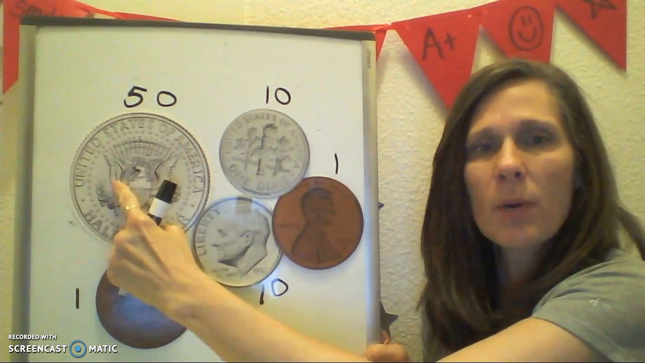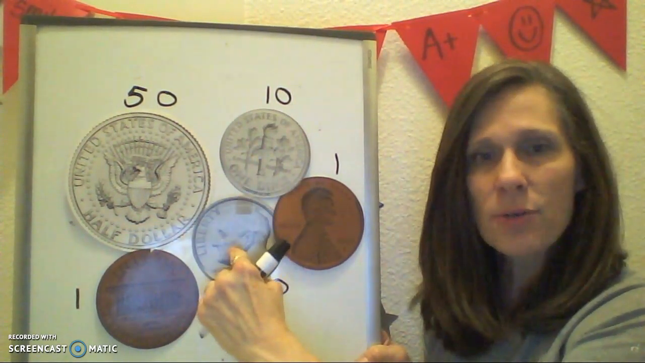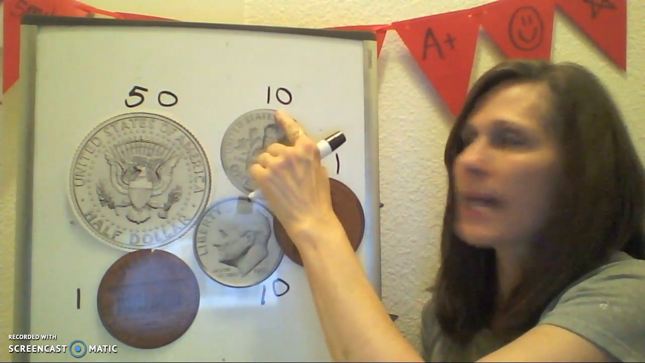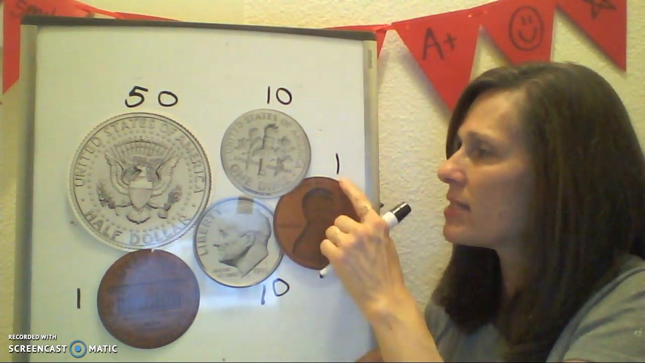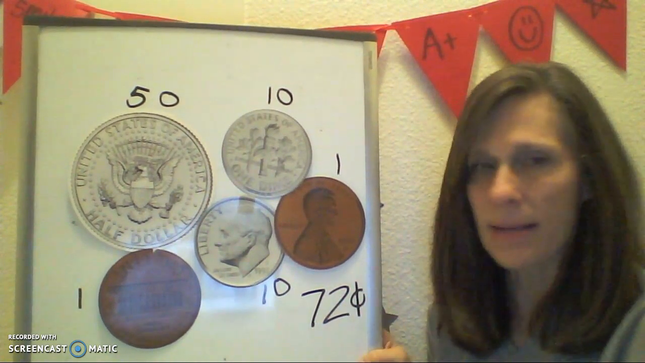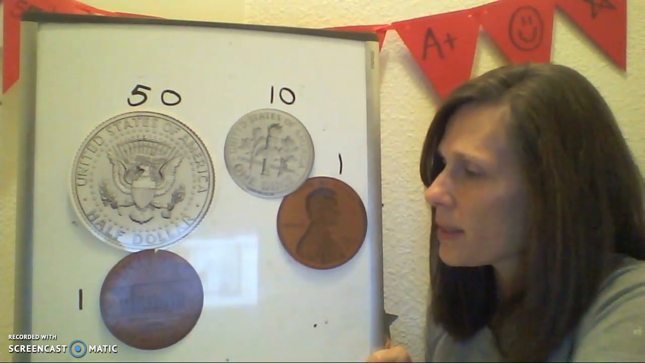Okay, so of course I'm going to start with my 50-cent piece. That's the coin with the highest value. Then I'm going to go to my 2 dimes. Then I'm going to go to my 2 pennies, okay? So here I go. Now, if you notice, we're counting by tens, and then we switch and count by ones. Okay, so here I go. 50. 50 plus 10 is 60. 60 plus 10 is 70. 71, 72. So I have 72 cents. Okay? Making sure to put that cent sign so we know we're talking about money.